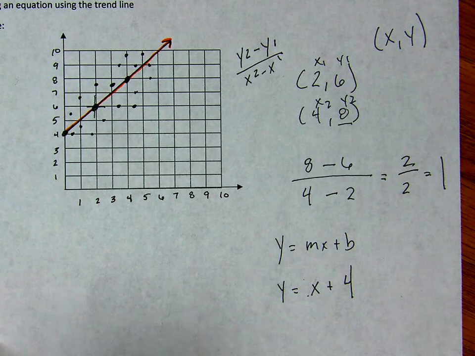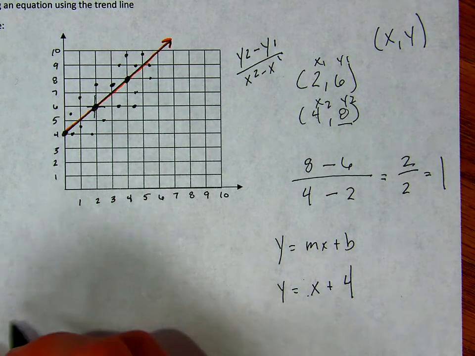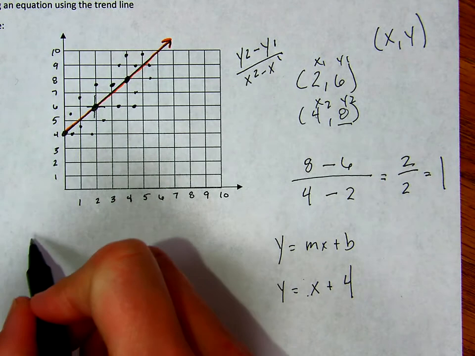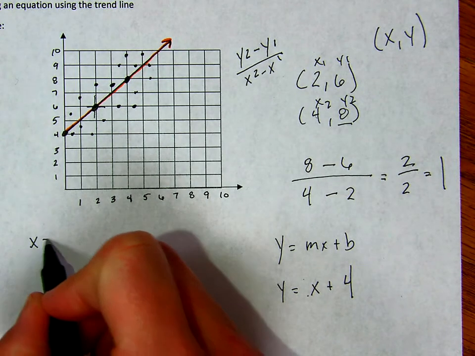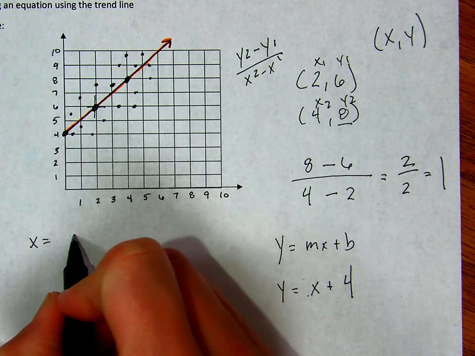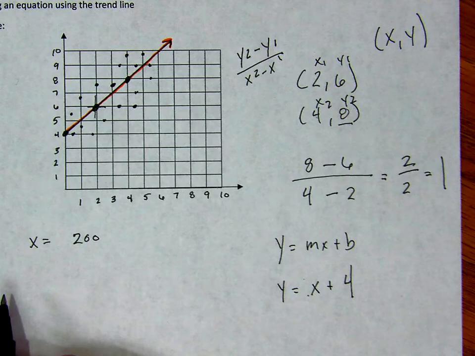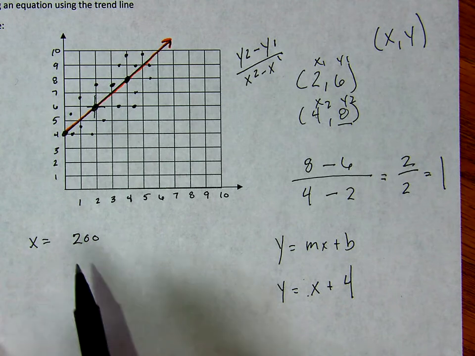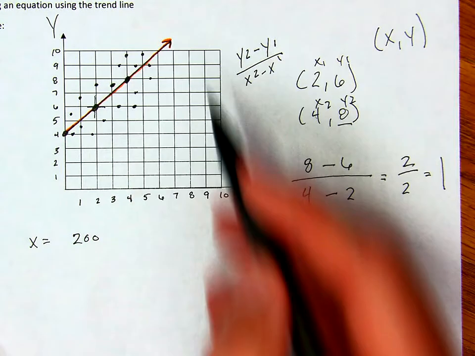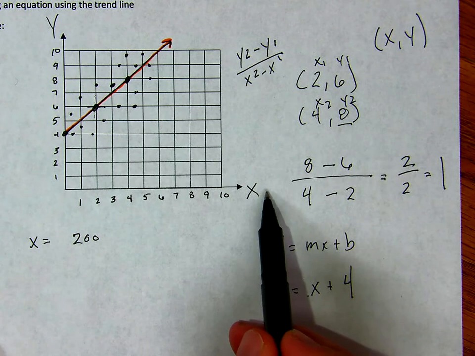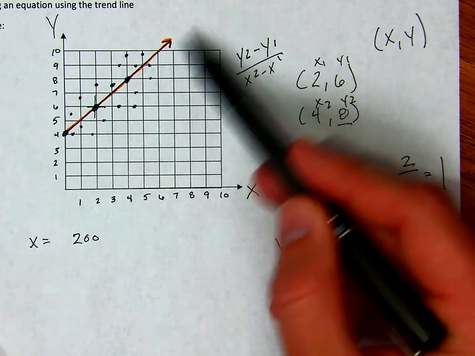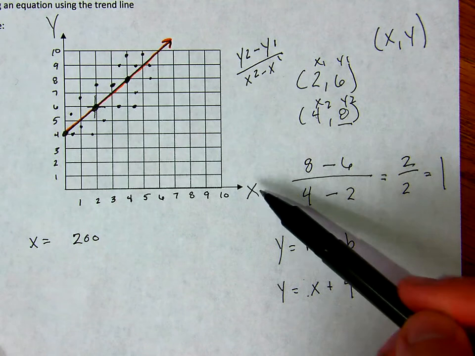So my question for you now is, when x is, let's say 200, what is y going to be? Our x-axis only goes to 10, so we're not going to do a very good job of predicting 200 on this graph that only goes to 10.